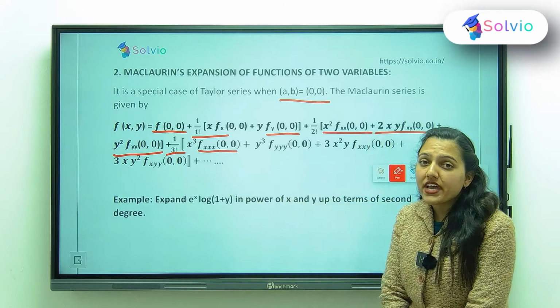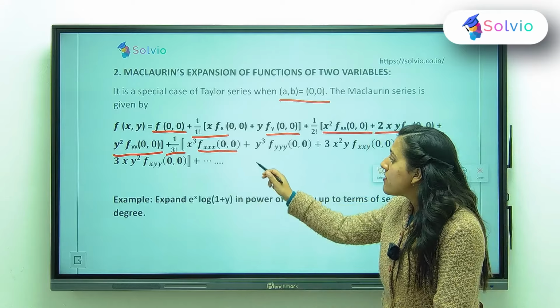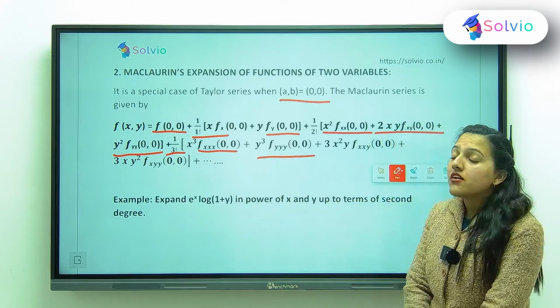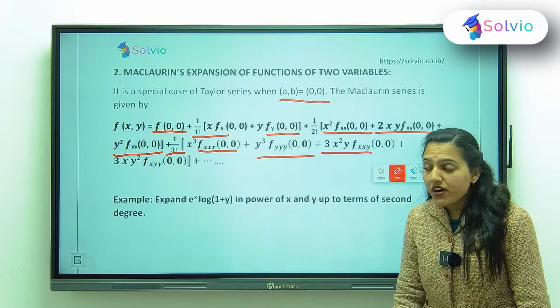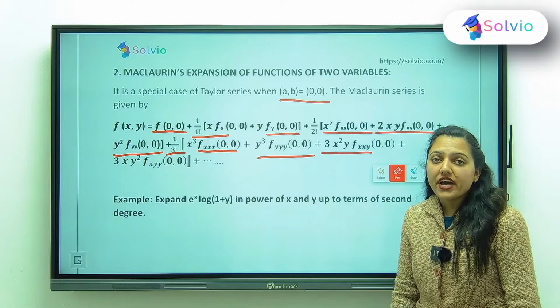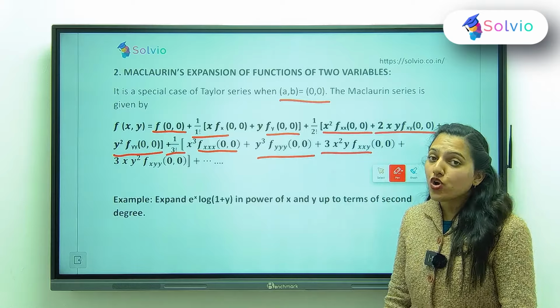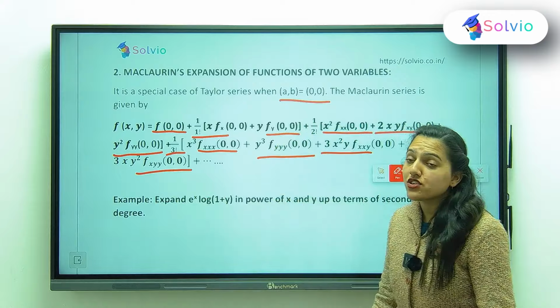with respect to x at (0, 0) plus y cube times the third order partial derivative of our function f with respect to y at point (0, 0) plus 3x square y into fxxy at (0, 0) plus 3xy square times fxyy at (0, 0).